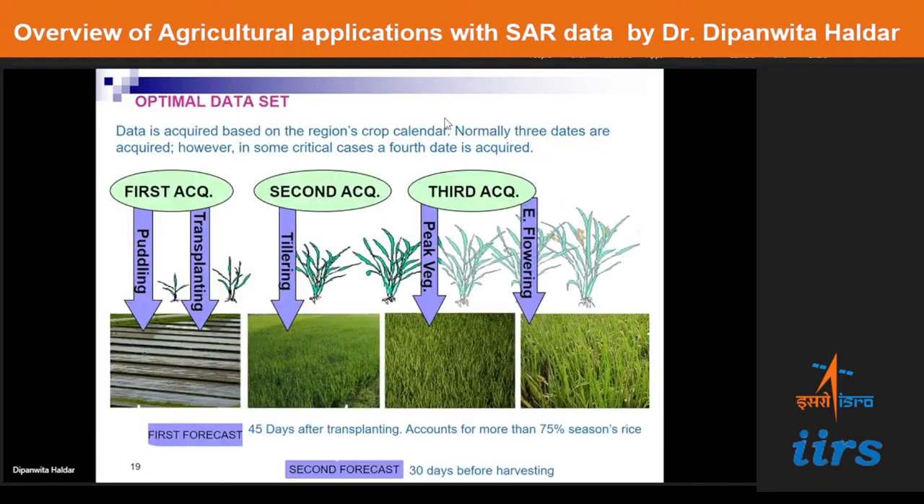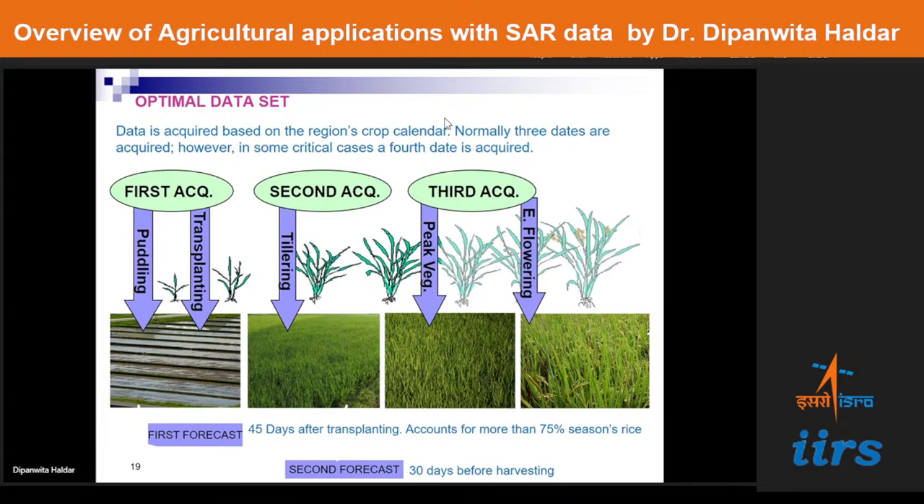So what is the optimal data? This question might be arising in your mind right now, that we have to acquire the data. When should we go for the data acquisition? So the first acquisition, I'm taking a simplistic case for rice crop, will sometimes coincide with the transplantation stage. It may not be the exact date of transplantation. It may be 2-3 days here and there, doesn't matter.